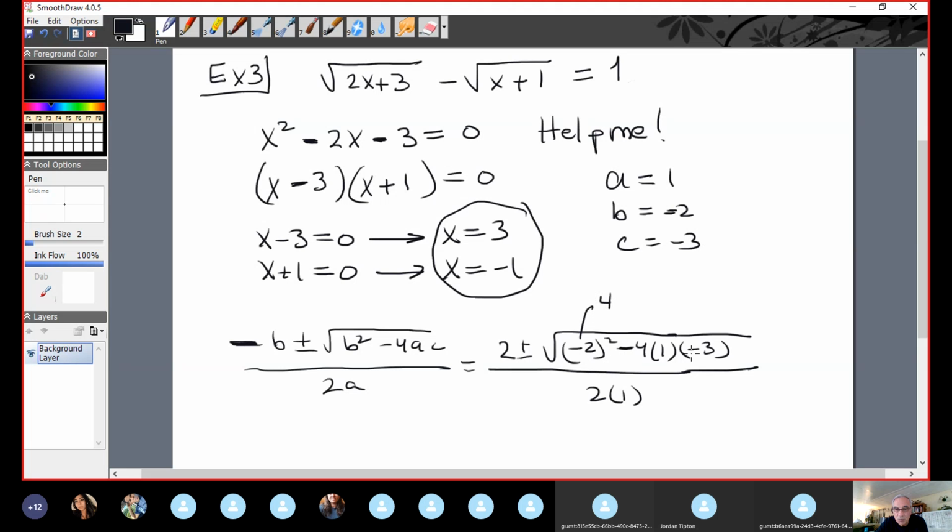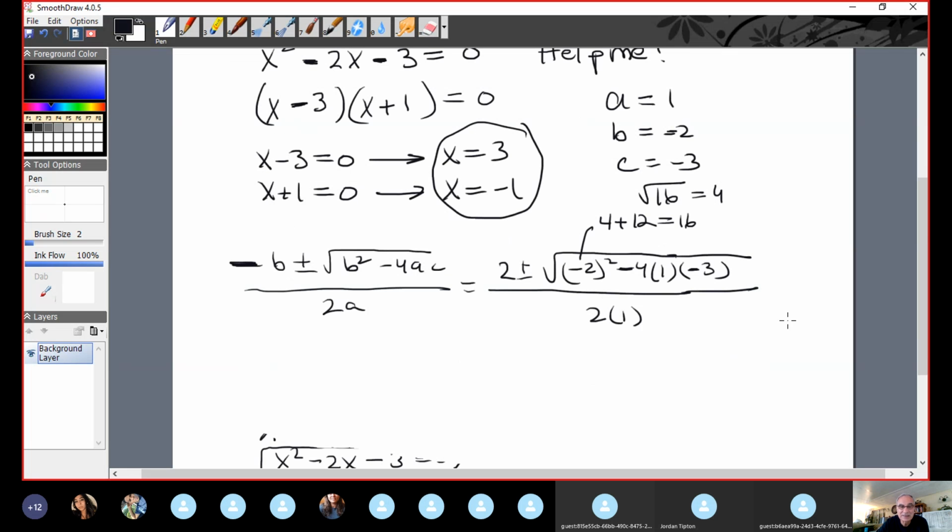And here you have a double negative. Wow, a double negative becomes positive. Positive what? Positive 12, because 4 times 1 is 4, times 3 is 12. And 12 plus 4 is 16. And the square root of 16 is 4. So my solution so far is 2 plus or minus 4, divided by 2, no?